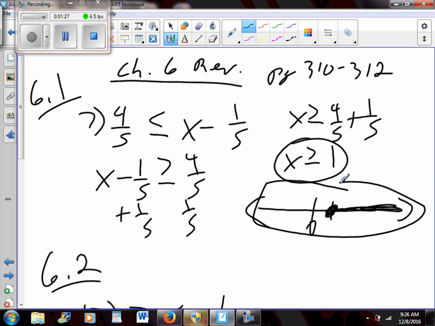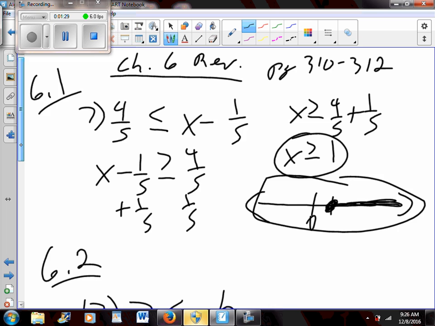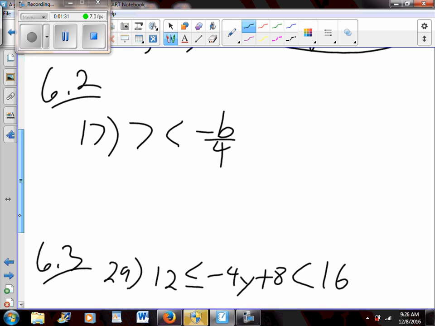In 6.2, the problem is: 7 less than negative b over 4. That's a 7. Now there are several things going on here. First of all, let's turn this problem around like we did the previous one, so the variable's over on the left-hand side, but turn the inequality symbol around with it. Now this is a negative b over 4.